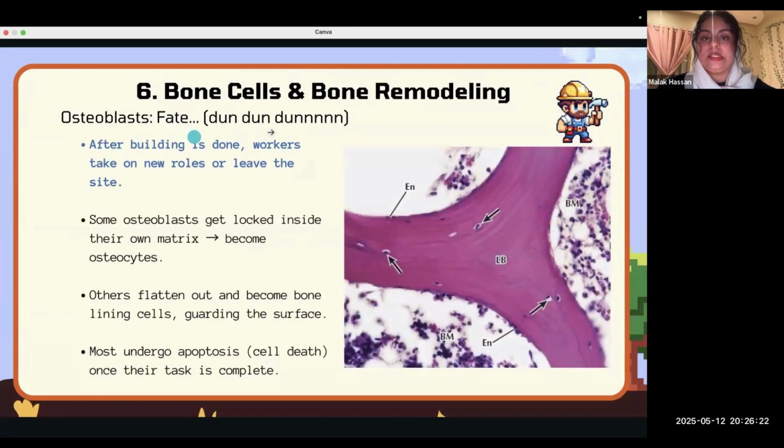Now, what is the fate of osteoblasts? After building is done, these workers are either going to leave the site or take on new roles. What does that mean? Sometimes osteoblasts get locked inside their own matrix and they become osteocytes. So they take on a new role. Others flatten out and become bone lining cells. And most of them basically just die. So some get locked inside their own matrix, some die, and some become bone lining cells.